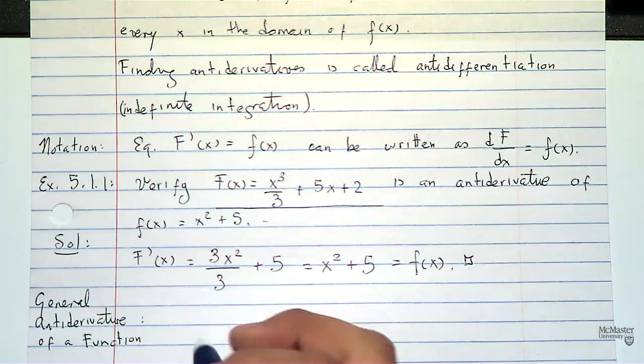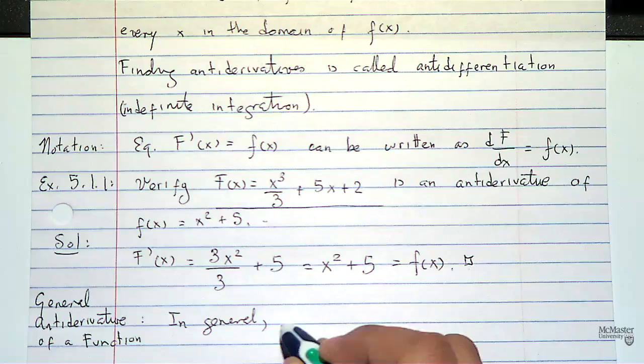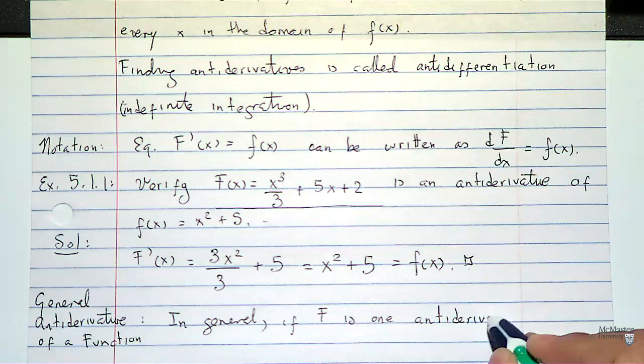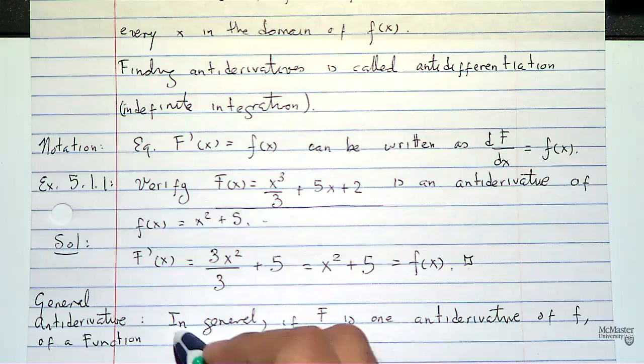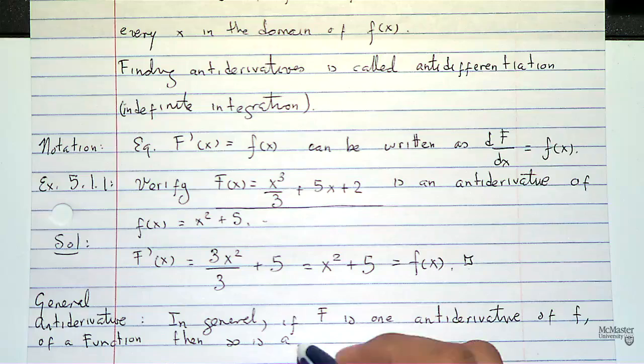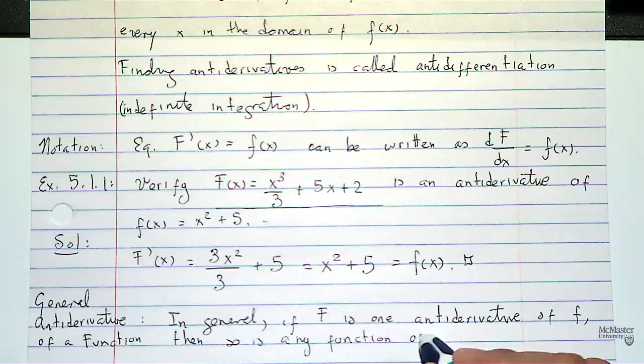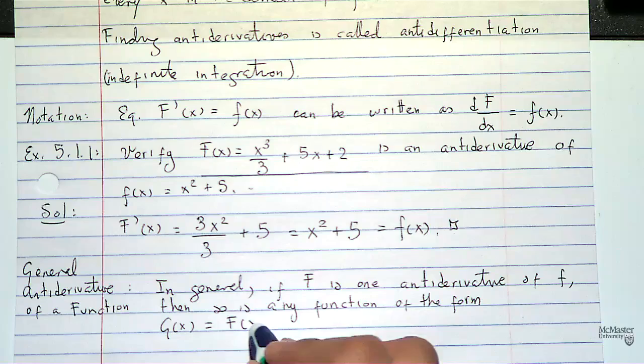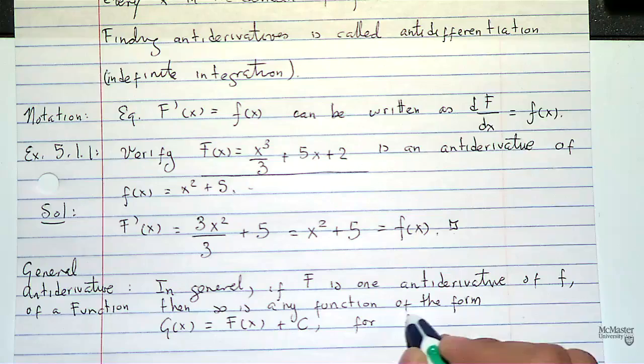in general, if big F is one antiderivative of little f, then so is any function of the form g of x equal to big F plus a constant c. So let's say that c is constant. And why is that so?